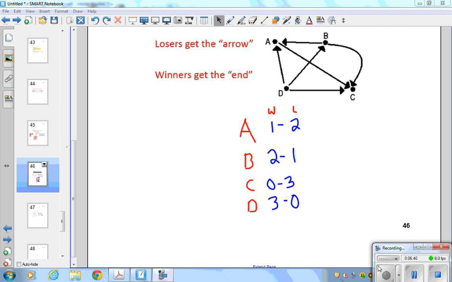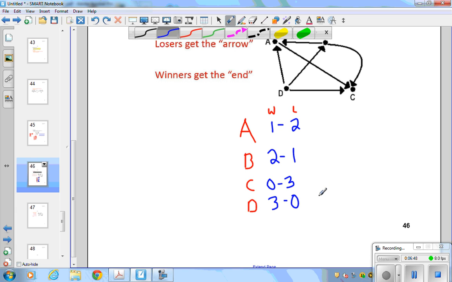Okay, there is the result of our tournament here. And if I was going to ask who was the overall winner of this tournament, you would say that it was D. D was first place. D was the overall winner because it has the most wins. And that's how you do a tournament.